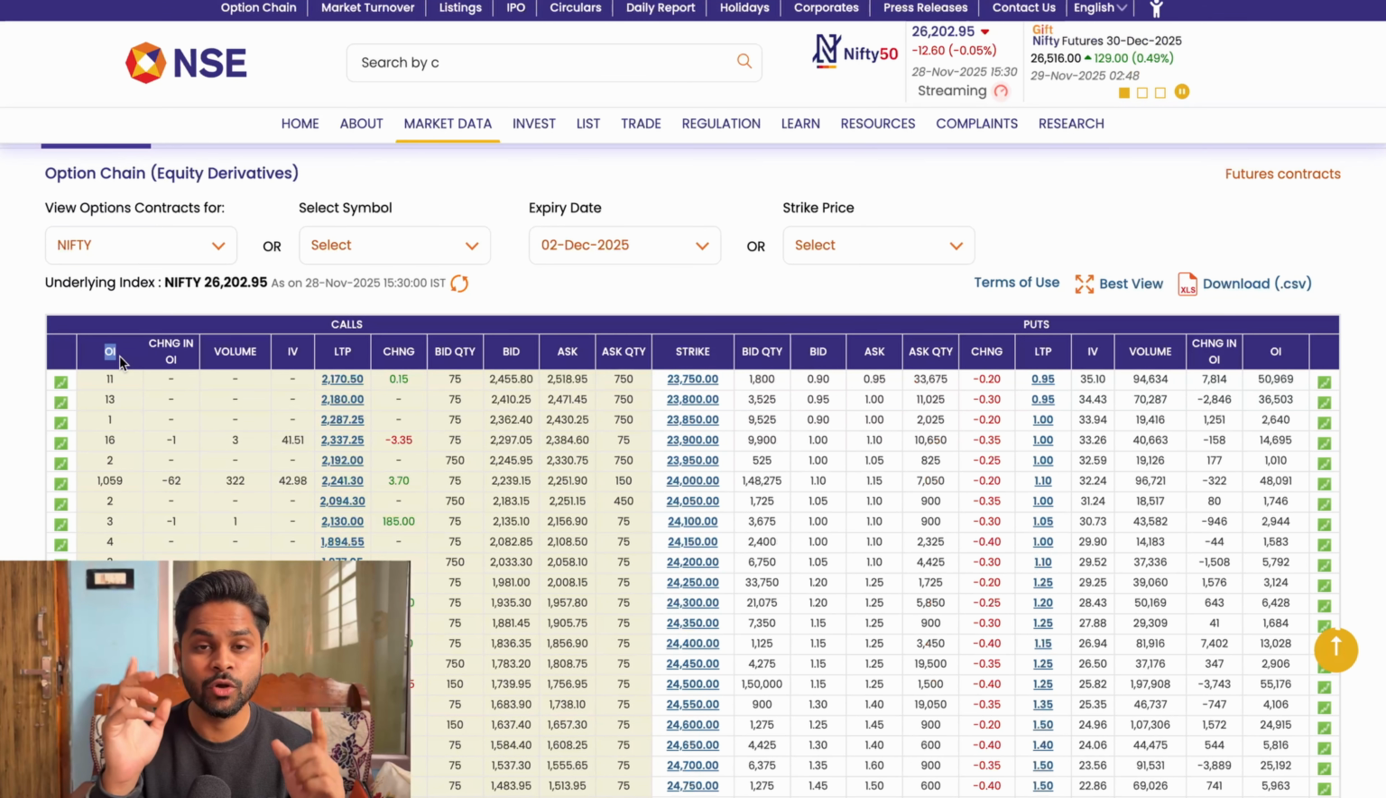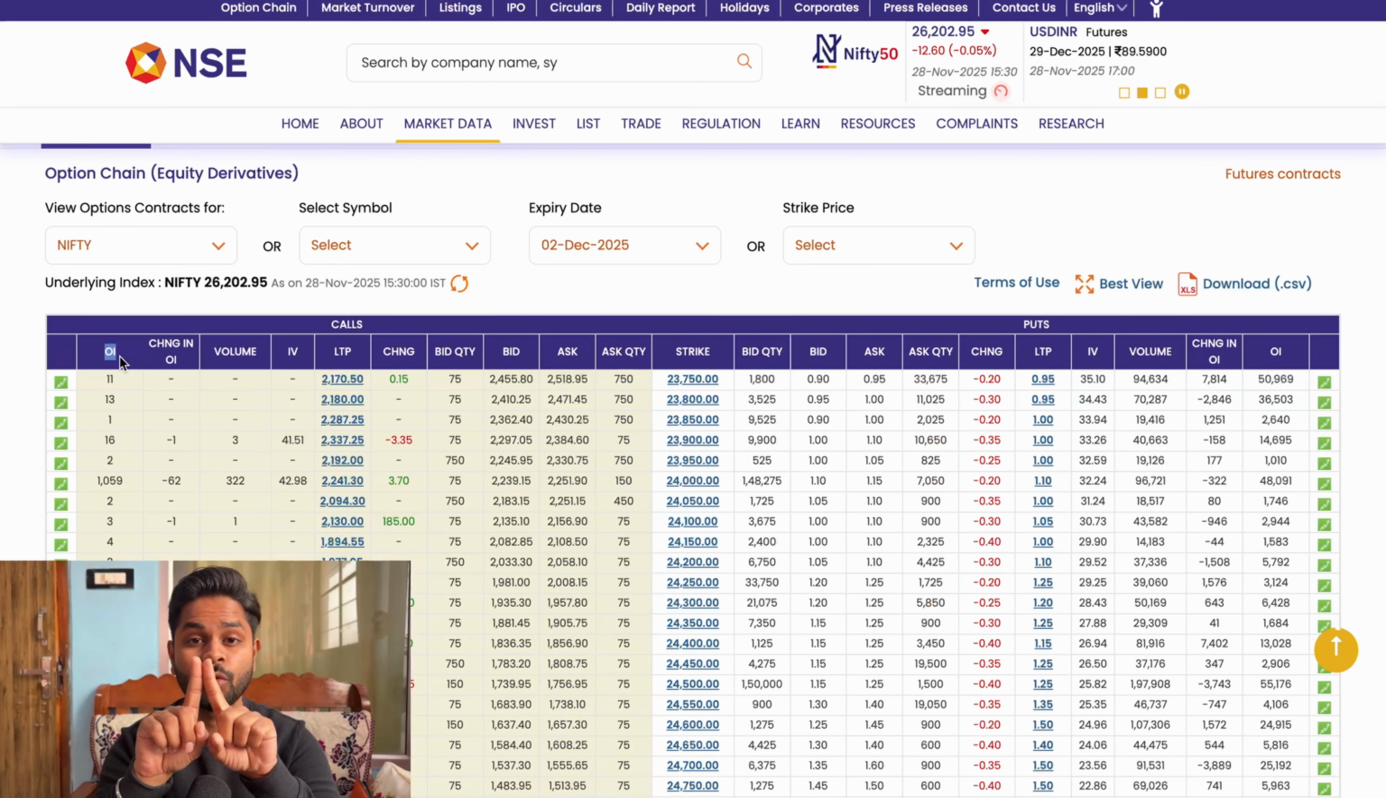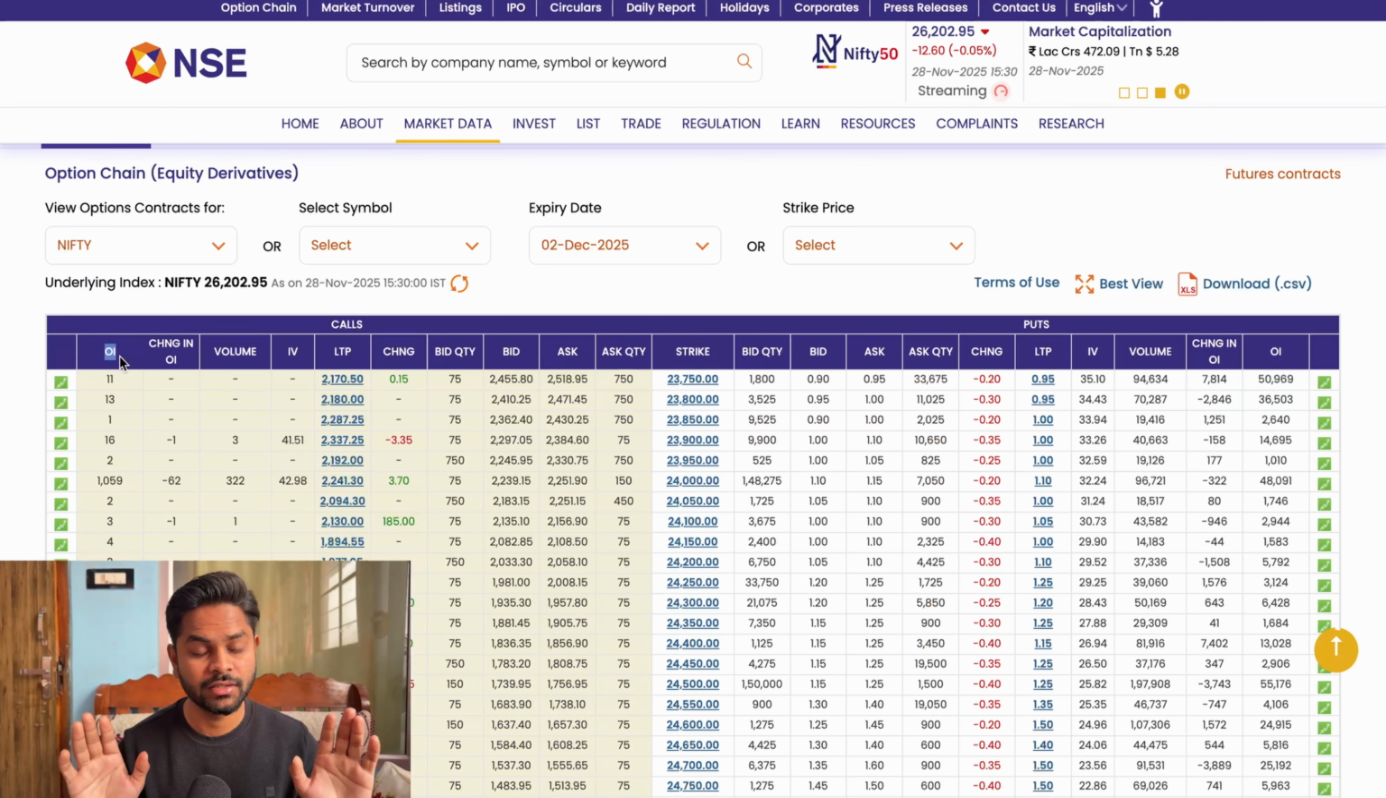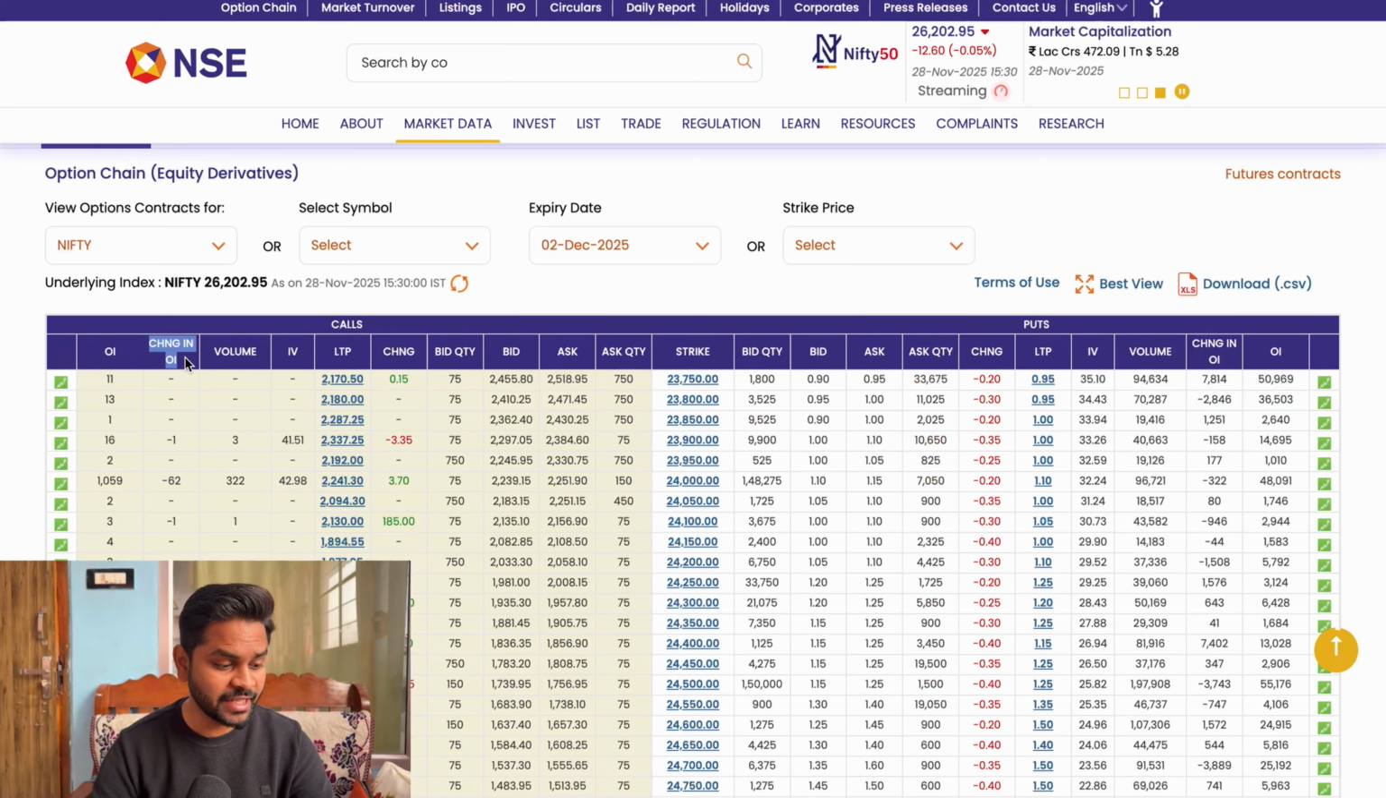So that is called one open interest. Understood? Buyer and seller come together, that transaction is called open interest. So one buyer, one seller, which means one open interest. Am I clear? Yes.